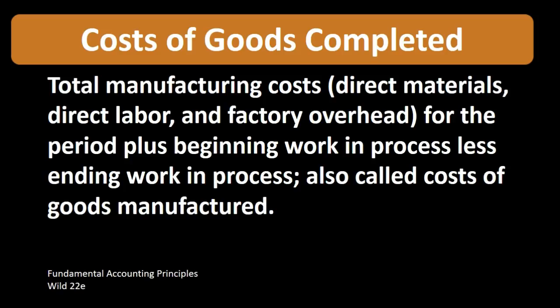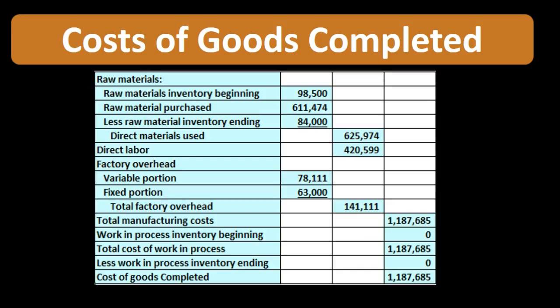cost of goods manufactured. When we're considering the cost of goods completed, we are considering a manufacturing company, generally meaning a company that manufactures inventory. Rather than purchasing and selling inventory, we are making the inventory, and therefore, within our cost of goods sold calculation, we will need to replace the purchases with the cost of goods completed. Cost of goods completed being the raw materials, the direct labor, and the factory overhead involved in the production process.